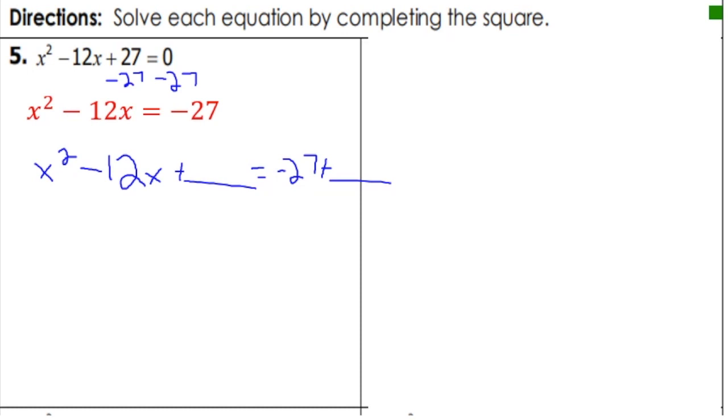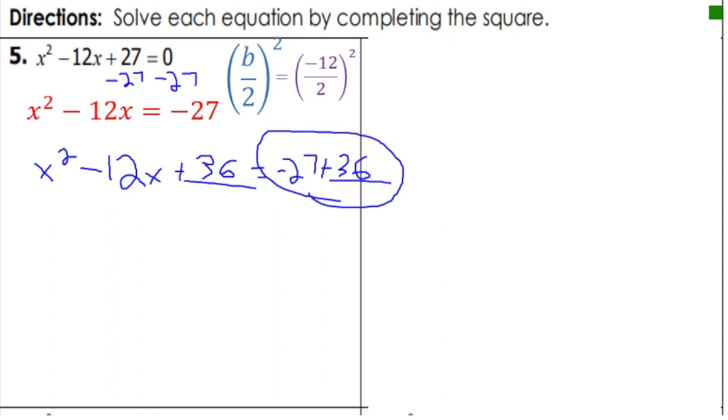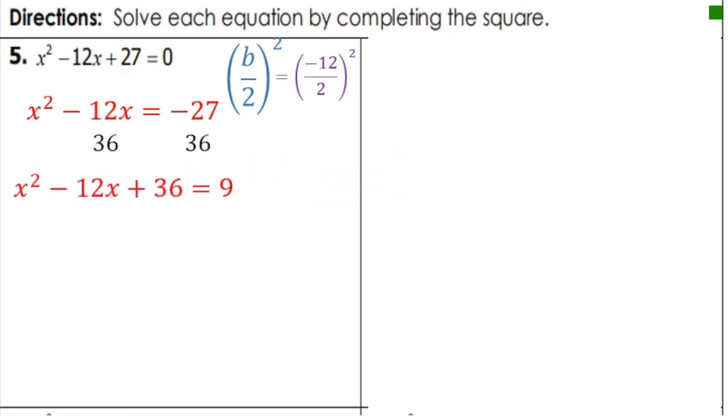My b is negative 12. Now I need to divide by 2 squared. Negative 12 divided by 2 is negative 6. Negative 6 squared is 36. So I'm going to put my 36 there, and I'm going to put my 36 there. Simplify this side, and we come up with x squared minus 12x plus 36. Now I do have a perfect square. I can go ahead and factor that. There you go. x minus 6 squared.